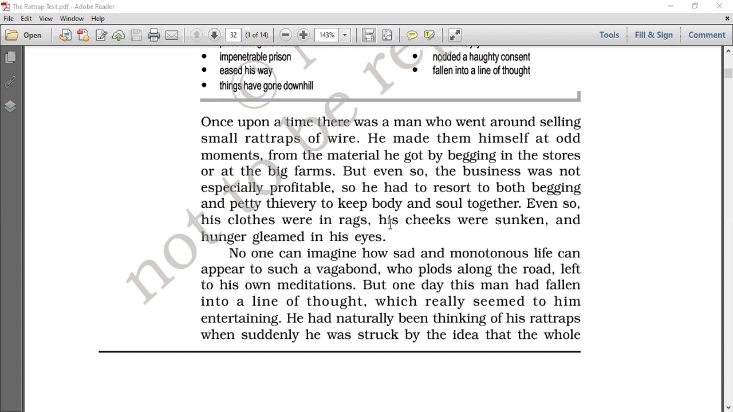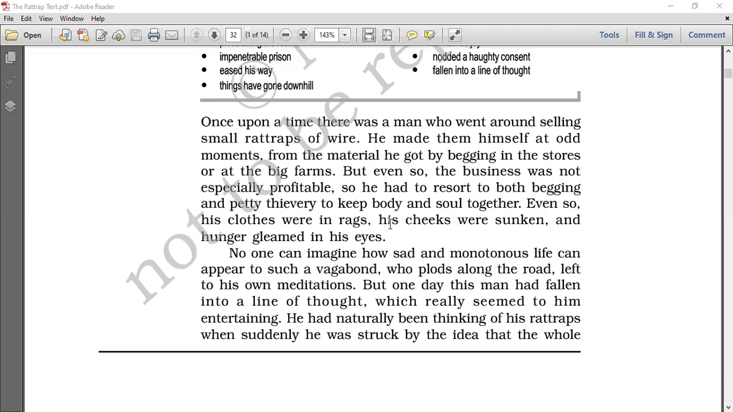So wherever he went for begging, of course he got some additional materials. By that he prepared and wanted to sell, so that wherever he went, of course he also tried to sell the things, sell the rat traps. So he made them himself at odd moments from the materials he got by begging in the stores or at the big farms.